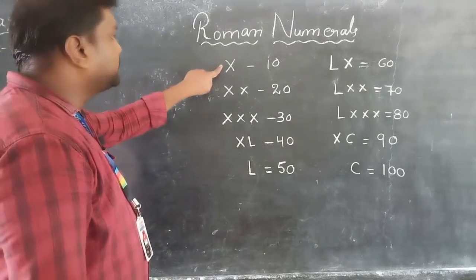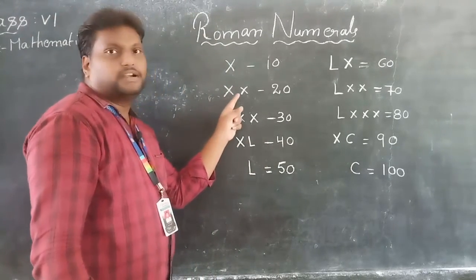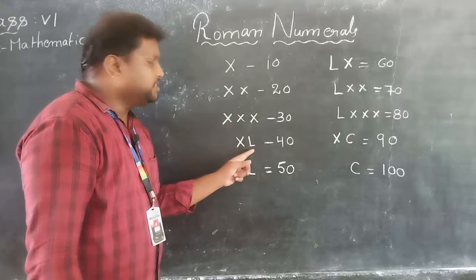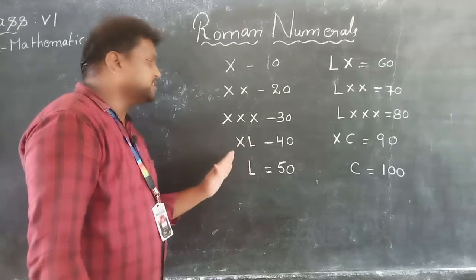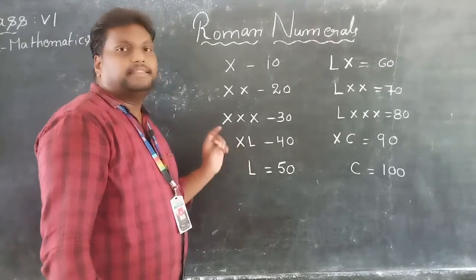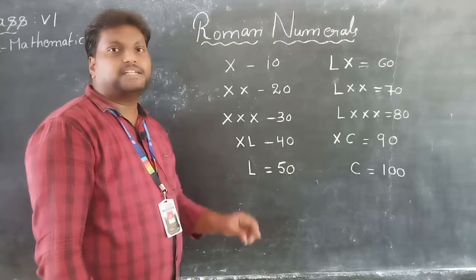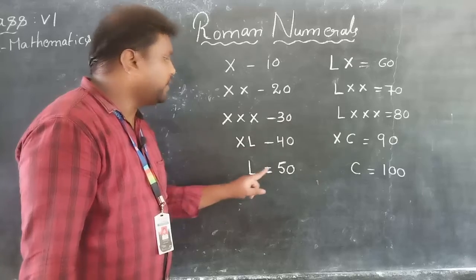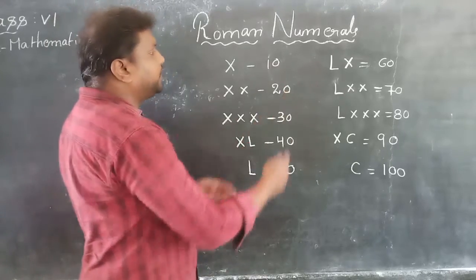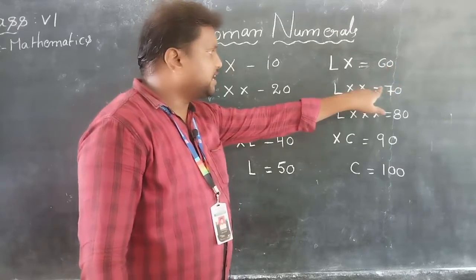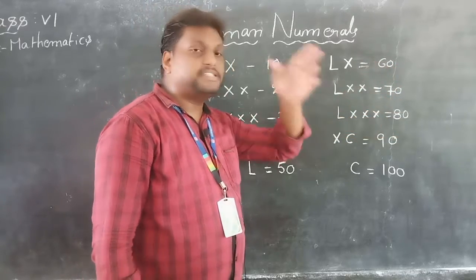See, X means 10, double X means 20, triple X means 30, XL. XL means L is 50, and 50 minus 10 is 40. Why? Because here the lesser value is on the left side, that's why we use subtraction. Then L value 50, after that we add each 10: 1 ten added means 60, 2 tens means 70, 3 tens means 80.